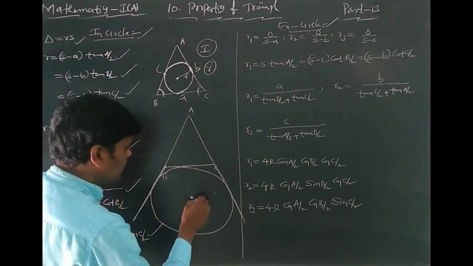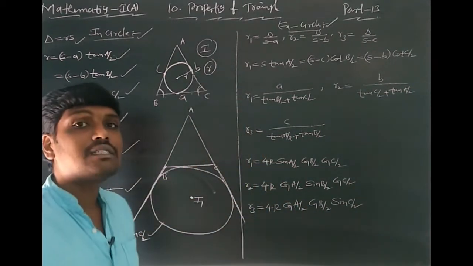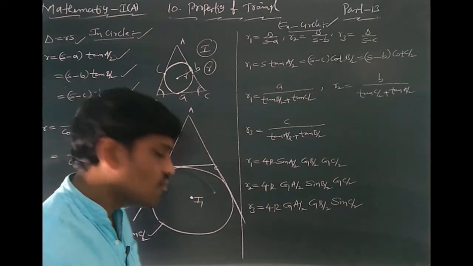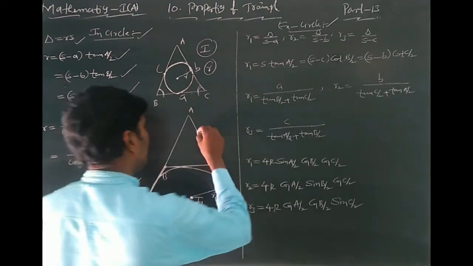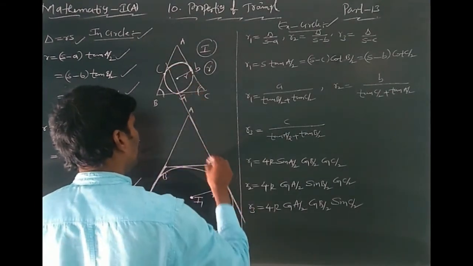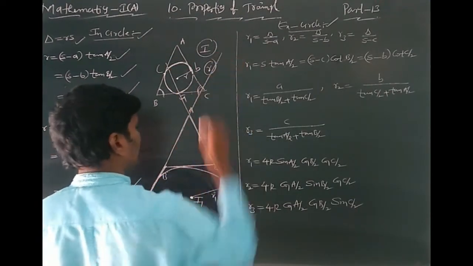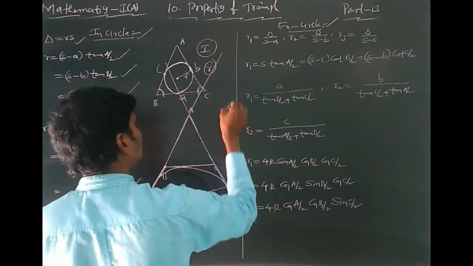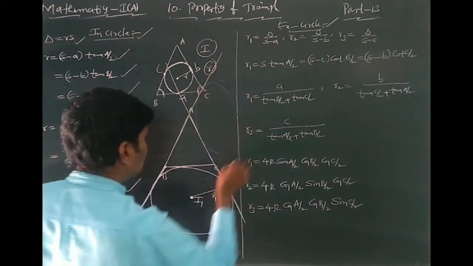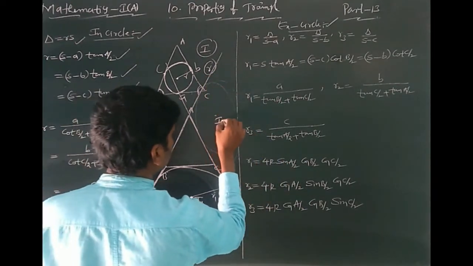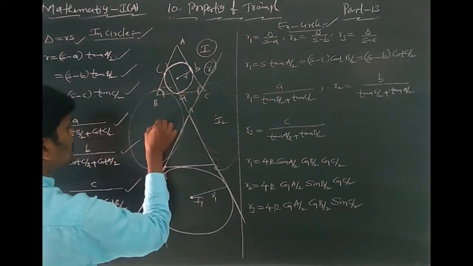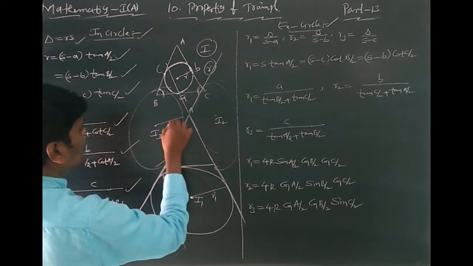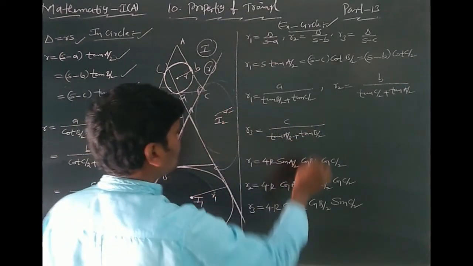Here, this is the one circle. This circle's center is I1 and its radius is r1. Similarly, you can draw one more. This is one more triangle. This is the second ex circle. This is I2. This is one more triangle. The next one is I3, with radius r3, and the radius here is r2.